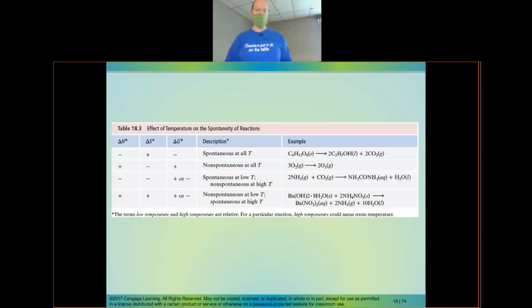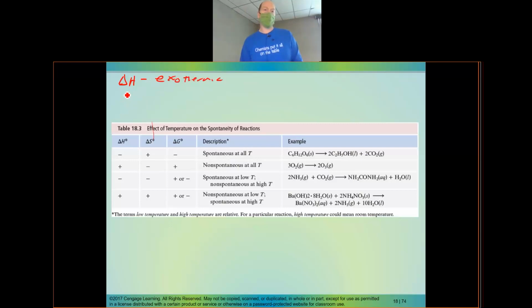All right, so we talked a little bit about this table. Very, very important table. If you understand this table, you should be able to do all of the chapter 18 problems. All right, so when you have a negative delta H, that means it is exothermic.